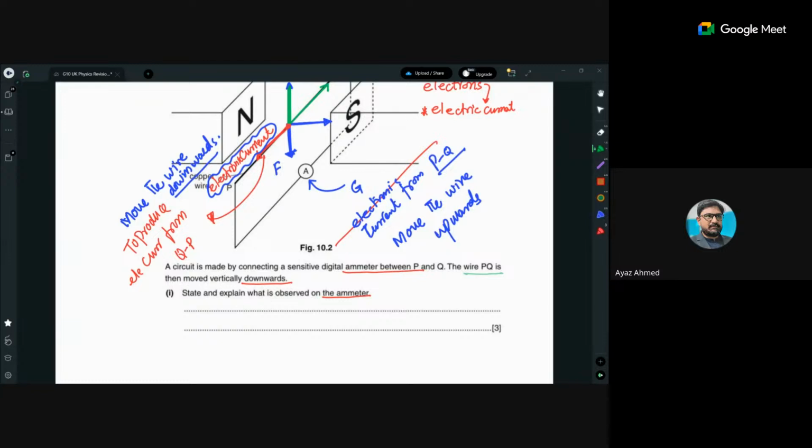P is moved vertically downward. तो क्या करता है कि state and explain what is observed on the emitter. तो as I told you कि state and explain means it is of 3 marks. State, what is observed? Deflection is observed. Deflection होता है motion. ठीक है, 1 mark. You have scored 1 mark.